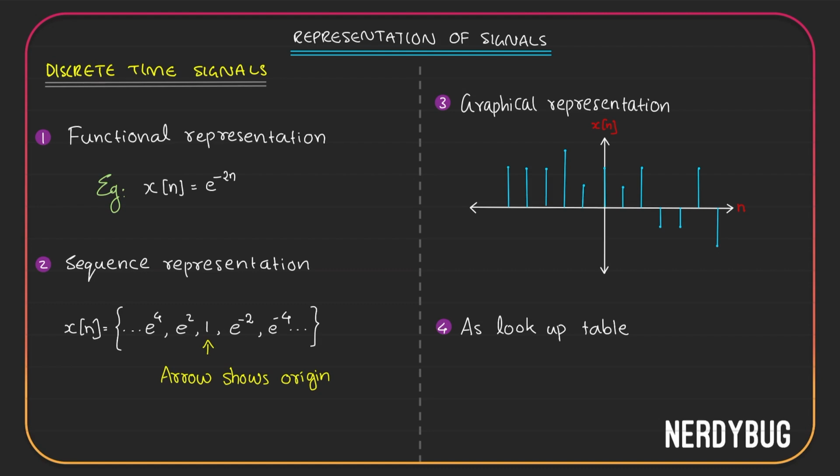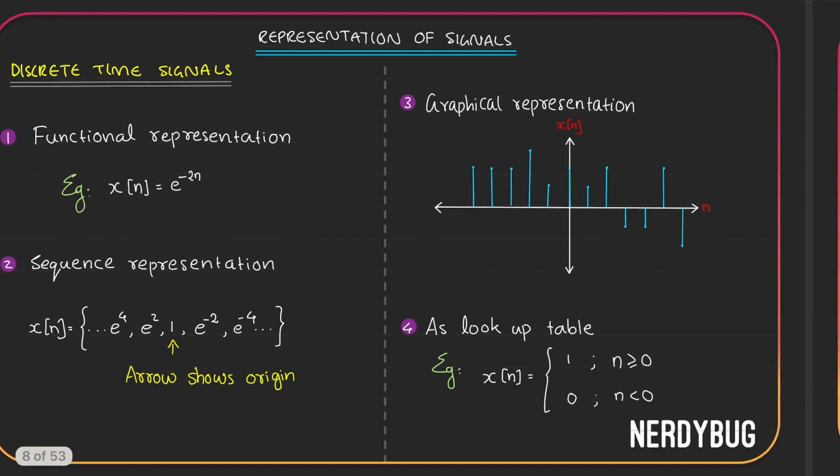Now, for the lookup table, we have seen earlier how we can define a continuous time signal using a lookup table. We can do the same here also. Let's write an example. Let us say my x of n is 1 when n is greater than or equal to 0 and it is 0 when n is less than 0.